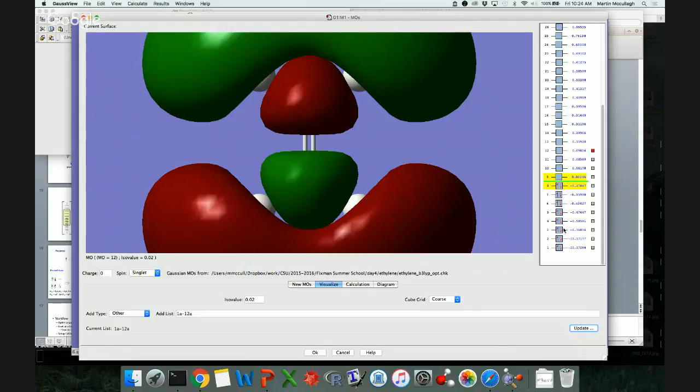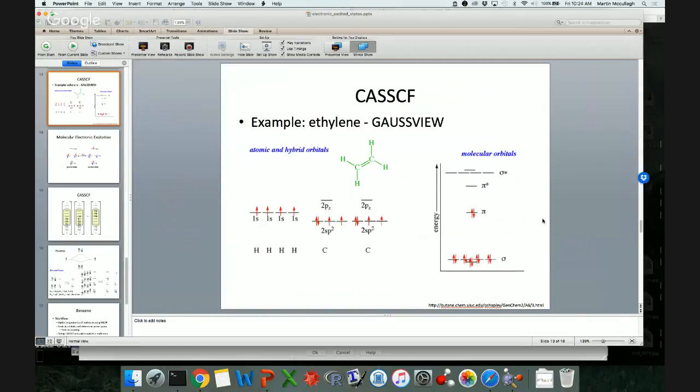Yeah. Does it have to do with the double bond? No, actually, it has to do with the fact that I didn't mention that this is only the valence electrons.